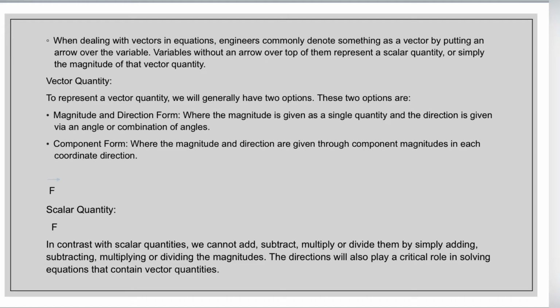Okay, my name is Nurin Farahia. I will be talking about vector quantity. To represent a vector quantity, we will generally have two options. These two options are magnitude and direction form, where the magnitude is given as a single quantity and the direction is given via an angle or combinations of angles. Second is component form, where the magnitudes and directions are given through component magnitudes in each coordinate direction.